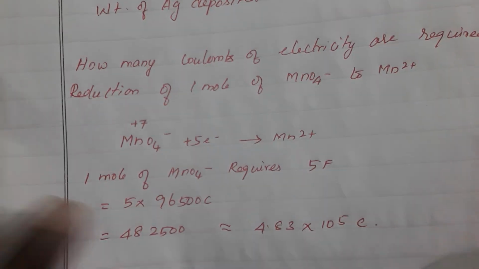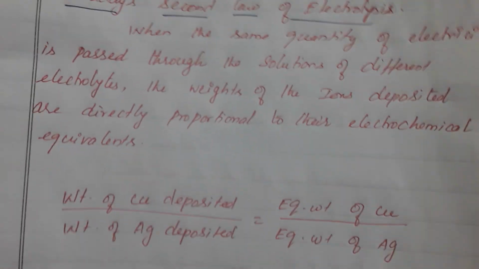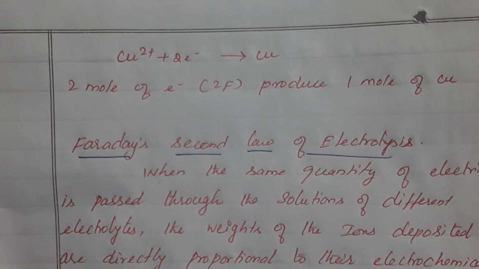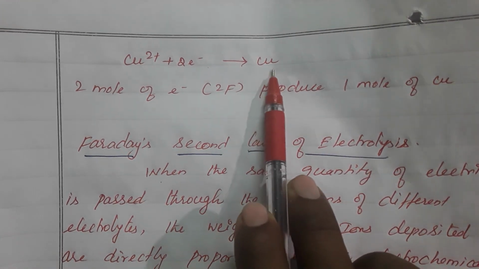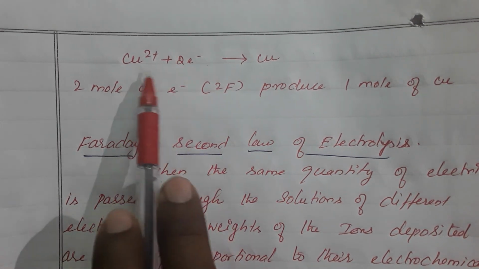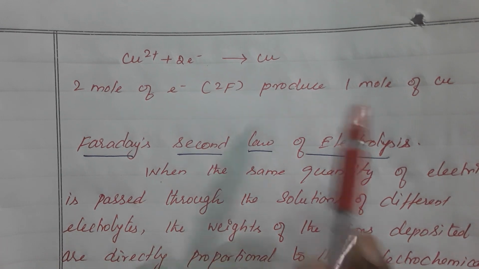And next is the second law of Faraday. Here is one more example, copper. 1 mole of copper is produced from 2 moles of electrons. Taking 2 moles of electrons is equal to 2 Faraday.